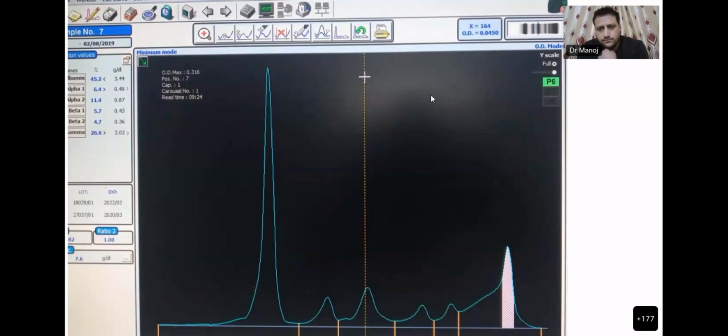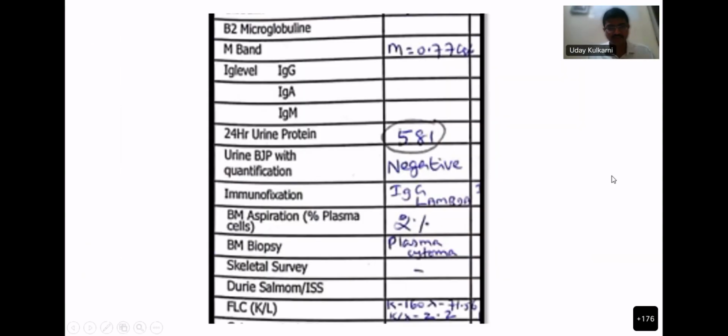Anyone wants to take that question? What is it showing? Sir, M spike. Abnormal protein, right? The monoclonal protein. Anybody, interpretation of this graph? What is this graph showing? Sir, IgG and lambda. Yes, so there is an IgG lambda on the immunofixation.